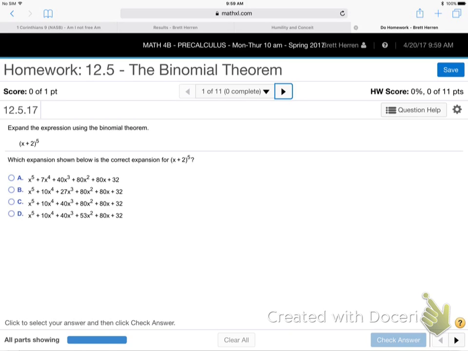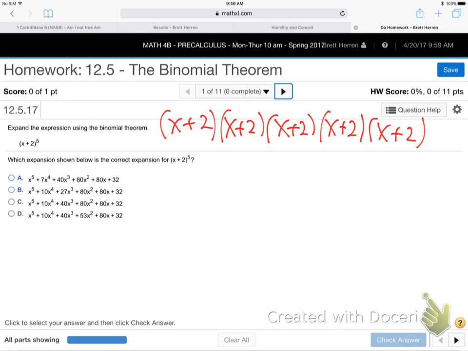Could you do it? Would it be easy? A little painful, huh? Right? Here, don't write this down, but I'll do it by hand. x plus 2 to the 5th means x plus 2, x plus 2, x plus 2, x plus 2, x plus 2. So it's a whole bunch of FOILs, huh?